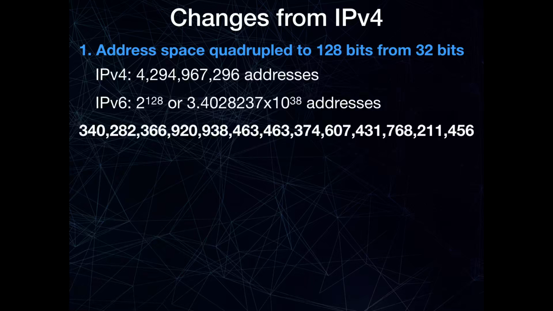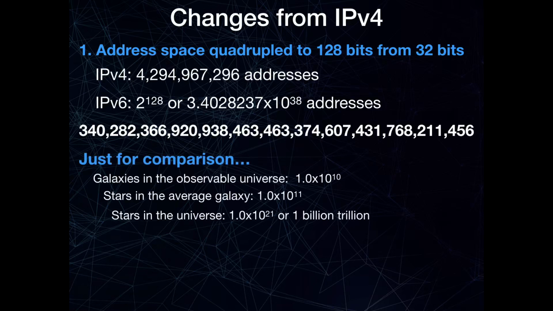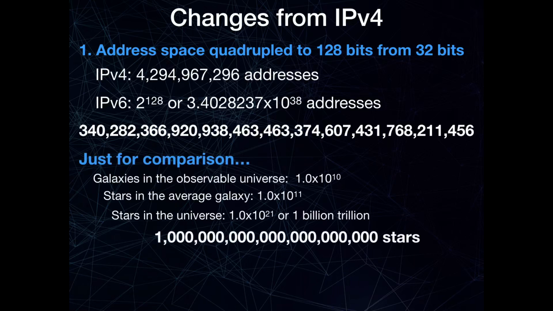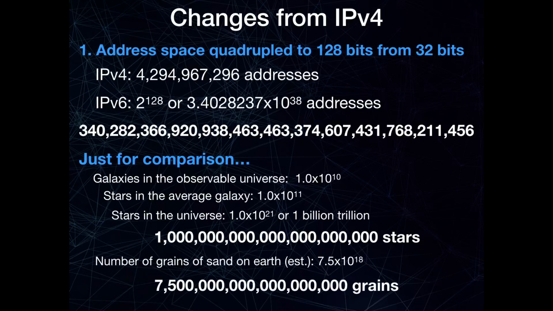I can't pronounce it. Just for comparison, the number of galaxies in the observable universe is 1 times 10 to the 10. The number of stars in the average galaxy is 1 times 10 to the 11, which means there are 1 billion trillion stars in the observable universe. We have more addresses than stars in the known universe. The number of grains of sand on Earth, this is my favorite one, is estimated at 7.5 times 10 to the 18. We could assign a /64 subnet to every grain of sand and have more left. Let's get to work.